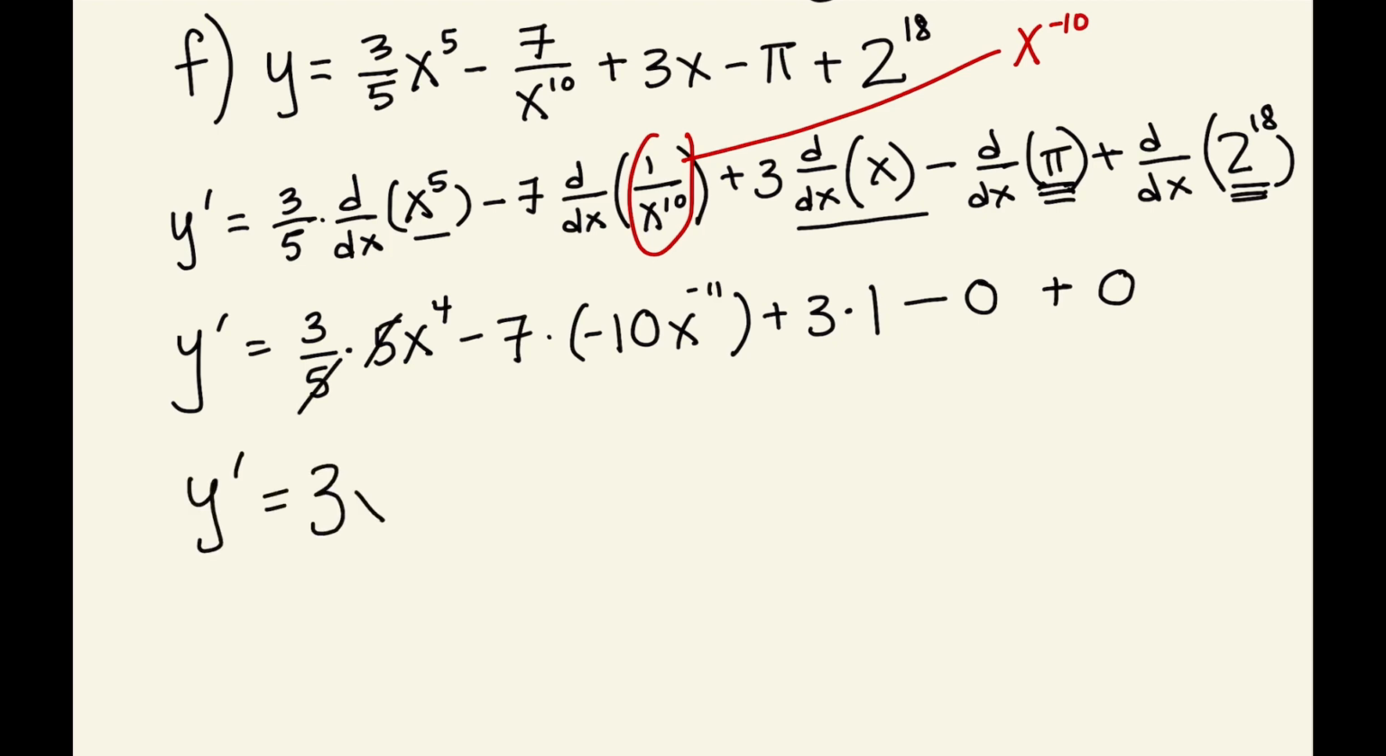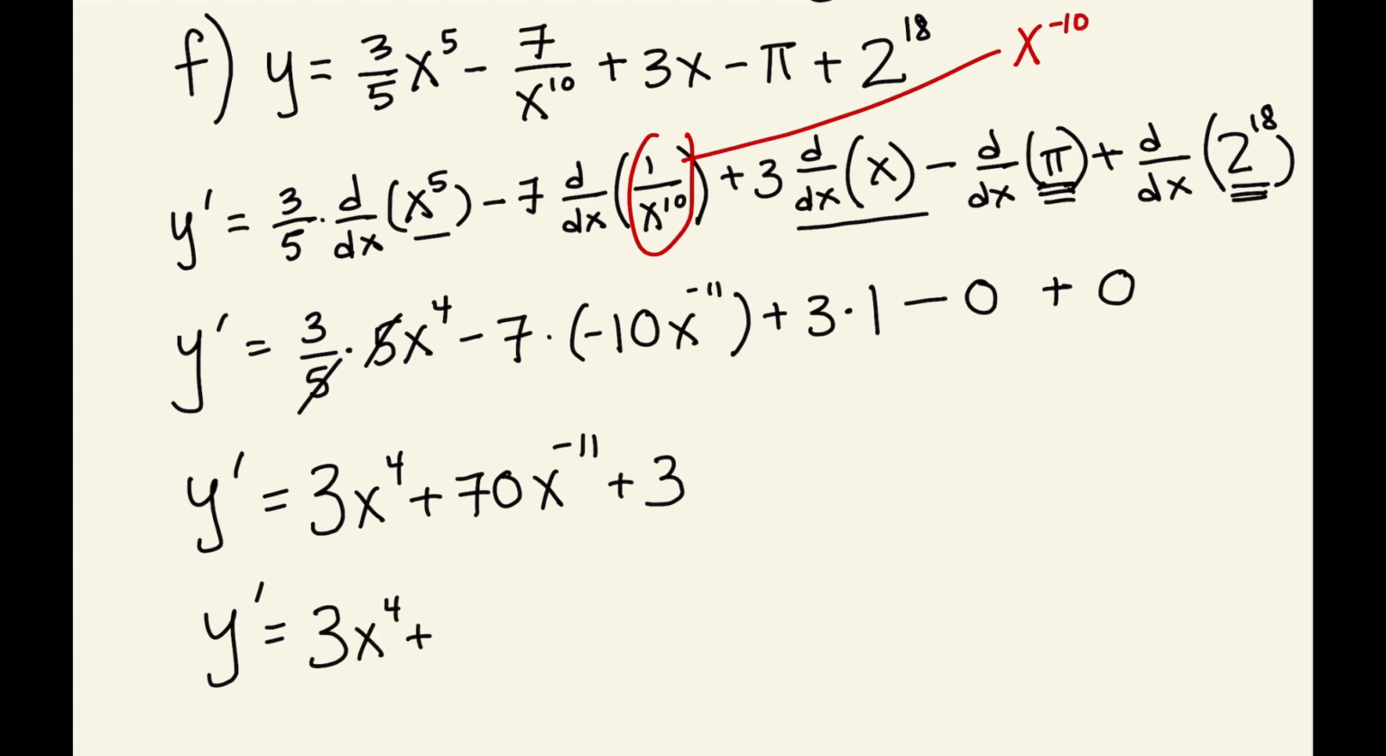I have 3x to the 4th plus 70x to the negative 11th plus 3. And you can even write that without negative exponents if you want, and then we're done. So that's it.